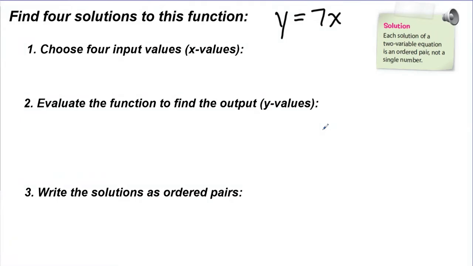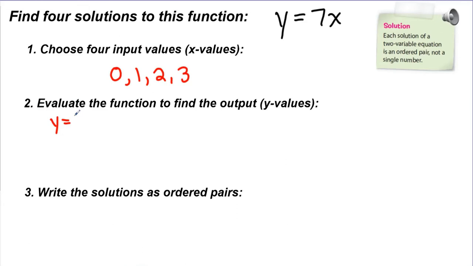Let's find 4 solutions to this function, y equals 7 times x. So the first thing we need to do is choose 4 input values, or 4 x values. And again, we can choose whatever numbers we want, but I'm going to get creative, and I'm going to pick 0, 1, 2, and 3. So then the next thing we need to do is plug those 4 values into the function to find what our output values are.